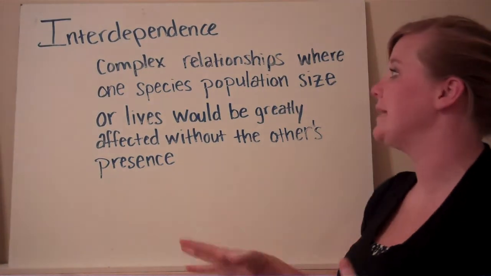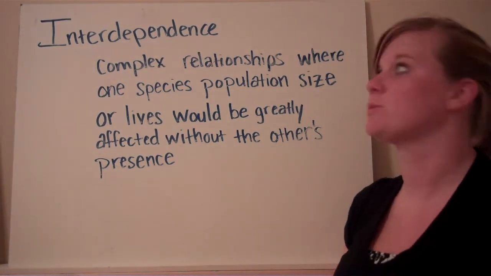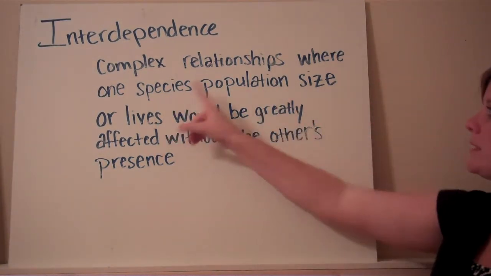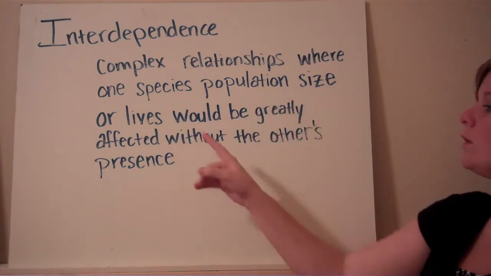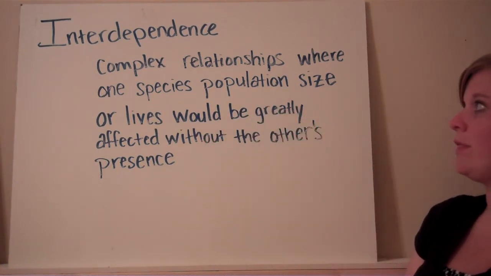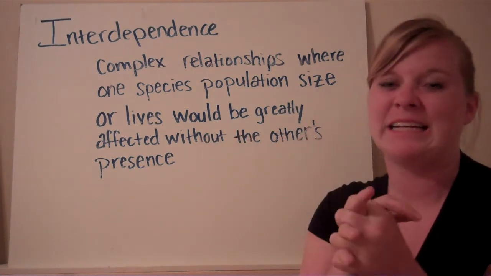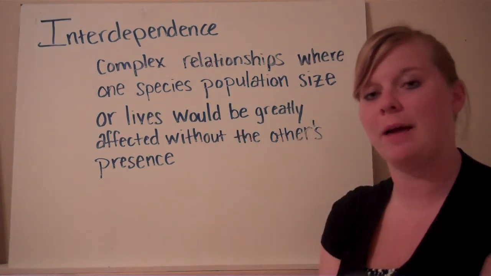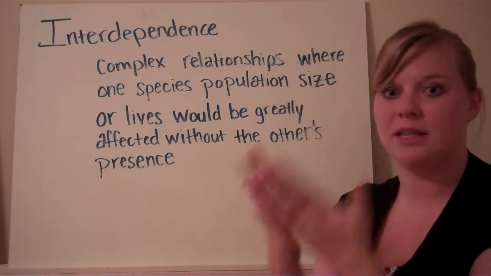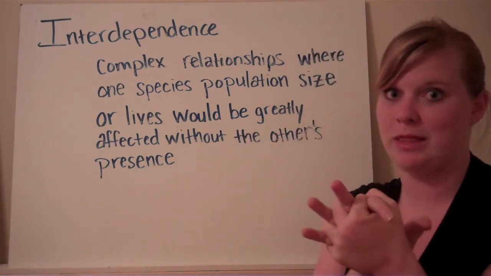So the first one is going to be interdependence. These are complex relationships where one species' population size or lives would be greatly affected without the other's presence. These are those interconnected relationships. So if something happens to one, something's going to happen to the other because of that connection between them.